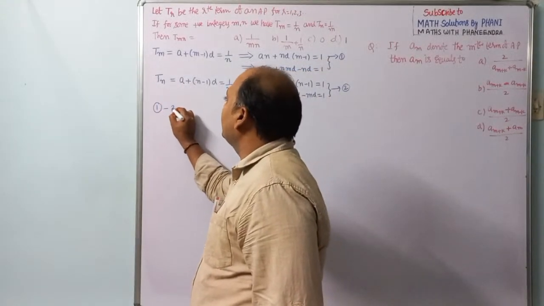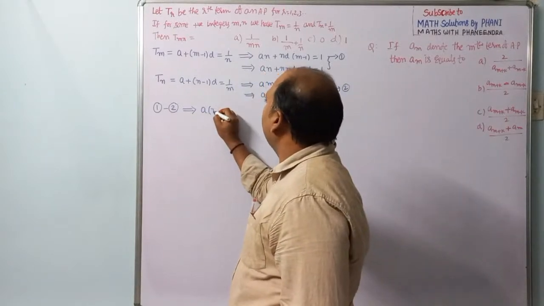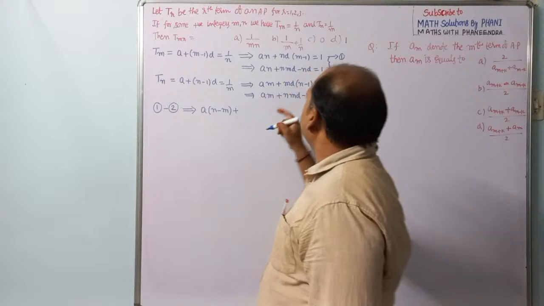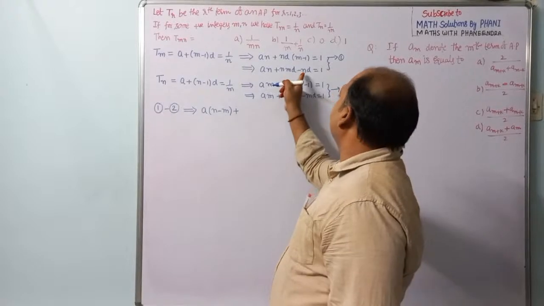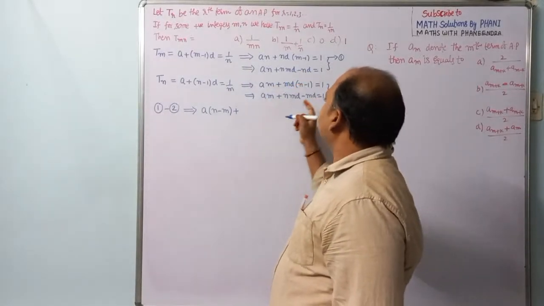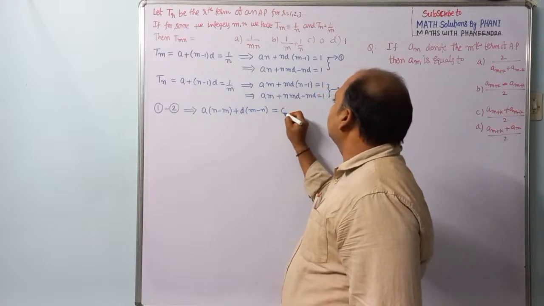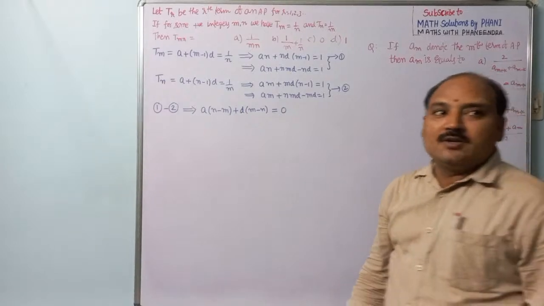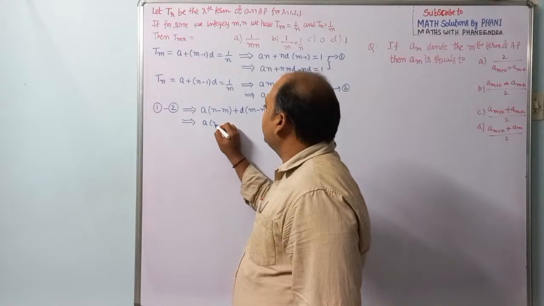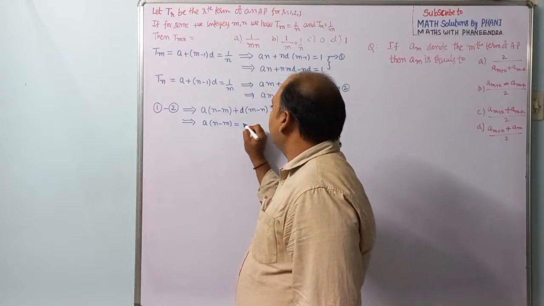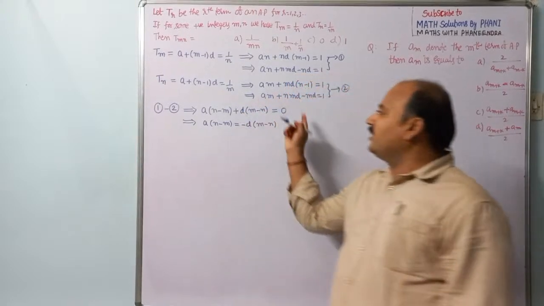Equation 1 minus equation 2 implies that an minus am, a taking common, n minus m, plus here these two will be cancelled only, nmd minus nmd. Next from here, minus nd plus md, d taking common, m minus n, equal to 1 minus 1, also 0. We are subtracting. Direct step, dear students. So that implies that a into n minus m is equal to minus d into m minus n.